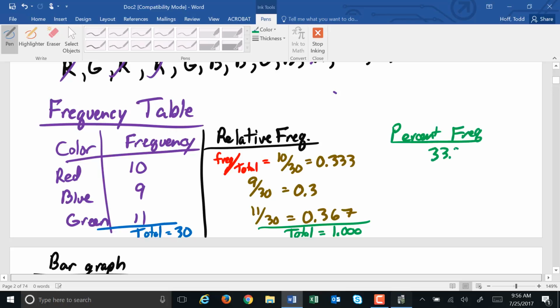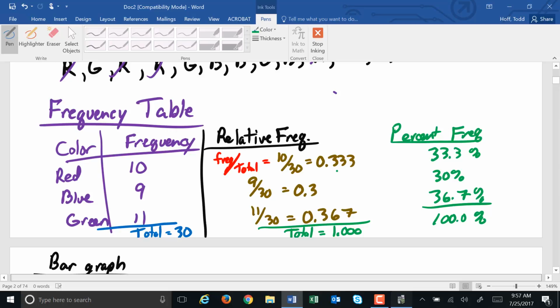So this would be 33.33%. This one would be 30%. And this would be 36.7%. I have to put an extra 3 there. And of course, those better add up to 100%. Now, what if they add up to 99.9 or 101 or 100.1? That's just round off errors.